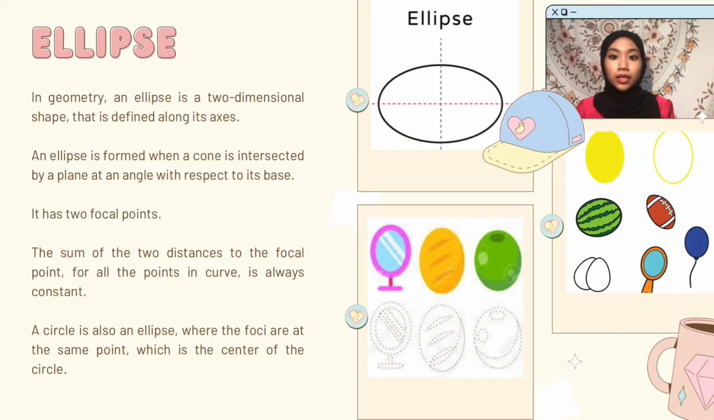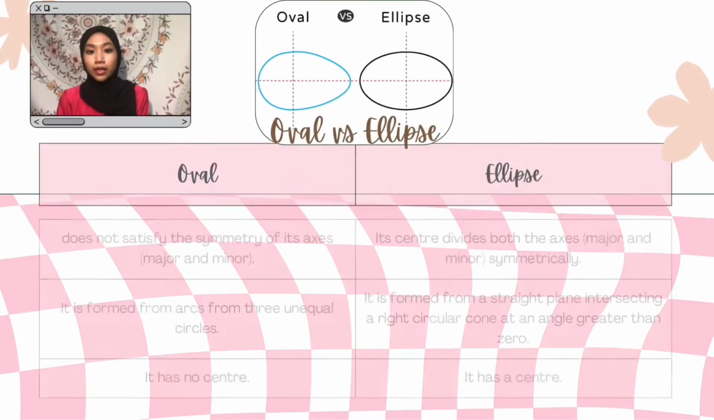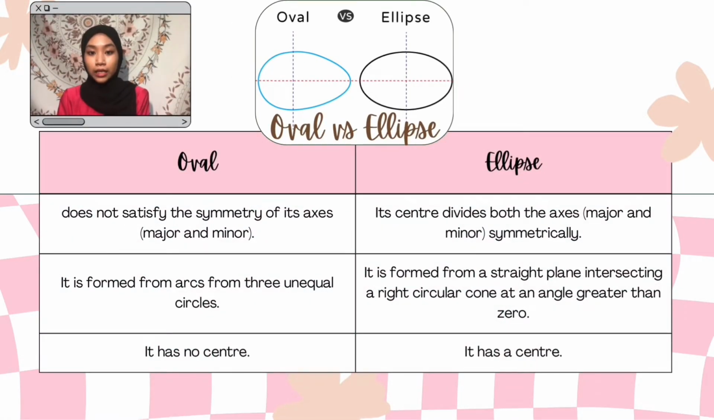Ellipse. In geometry, an ellipse is a two-dimensional shape that is defined along its axes. An ellipse is formed when a cone is intersected by a plane at an angle with respect to its base. It has two focal points. The sum of the two distances to the focal points for all the points on the curve is always constant. A circle is also an ellipse, where the foci are at the same point, which is the center of the circle.